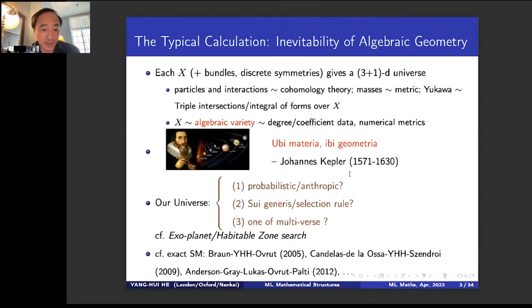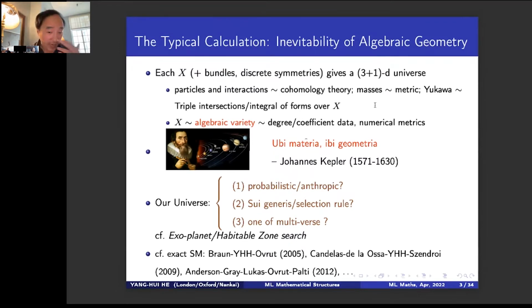So, the point is that the idea is there now, but it is becoming a pure computational problem. As I said, particles and interactions are cohomology theory on these manifolds. If you want to compute masses of particles, you need to compute certain properties of the metric. If you want to compute what are called the Yukawa couplings that give the masses, there are certain triple intersection numbers you need to compute for these varieties.